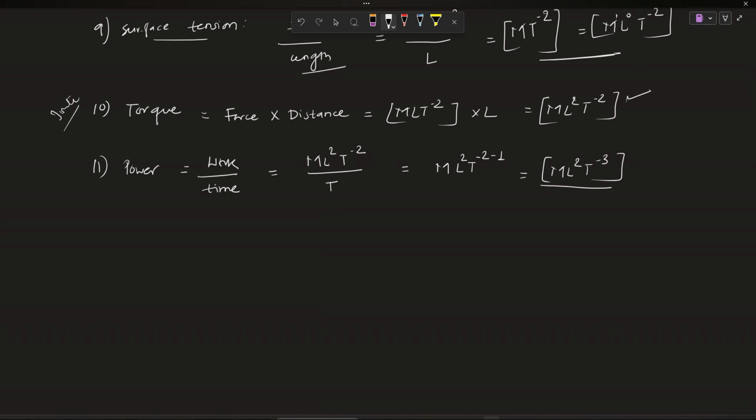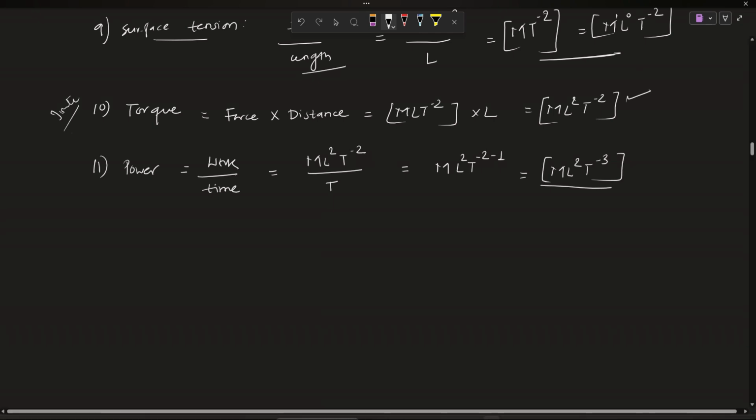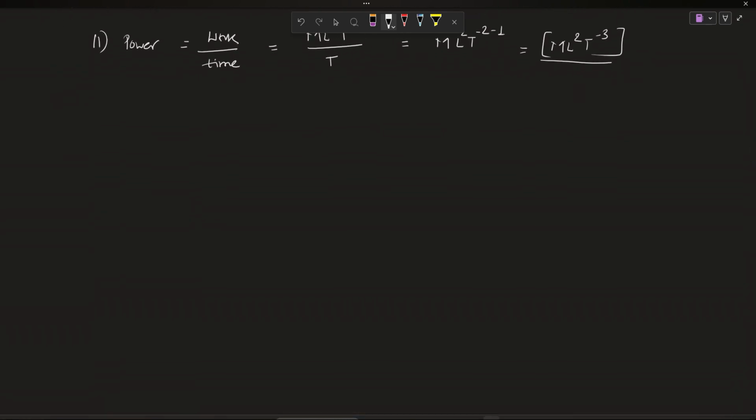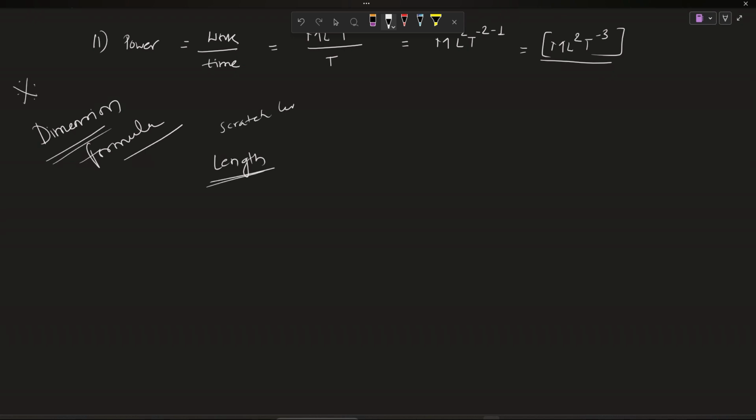Now you will have a lot of confusion: every time when we have to write a dimension formula, it is very hard and complicated. So here comes a trick. Every time, note down this trick. Otherwise we have to pick from the scratch level, from the fundamental length, every time.